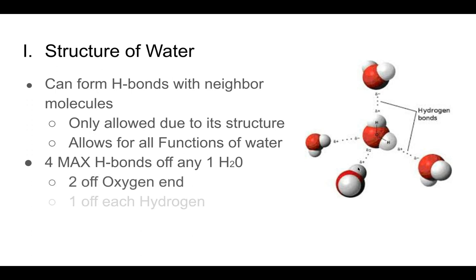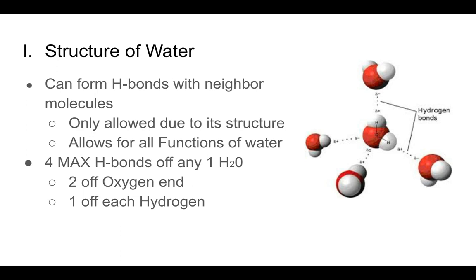So 2 off of the oxygen and 1 off of each hydrogen give us the 4 maximum H bonds that can come off of any one water molecule. So if we know water is polar, and we know that the polar nature allows for hydrogen bonding, then let's talk about how that structure allows for some unique properties.